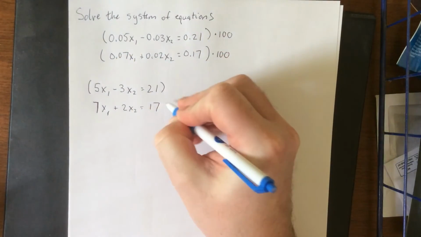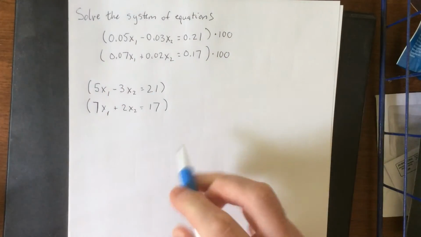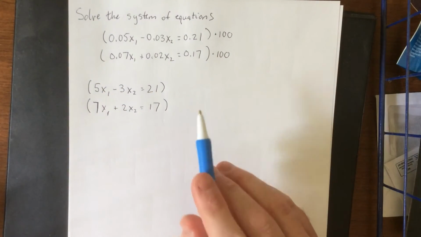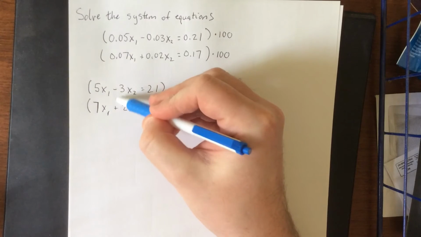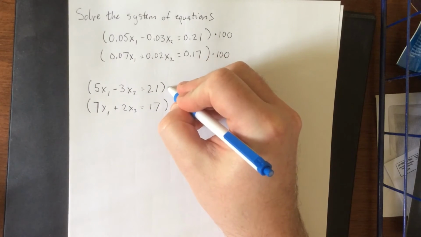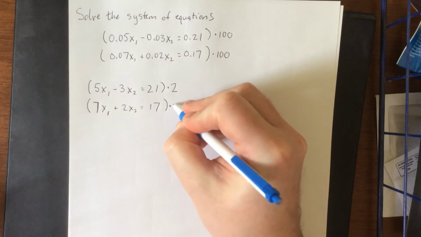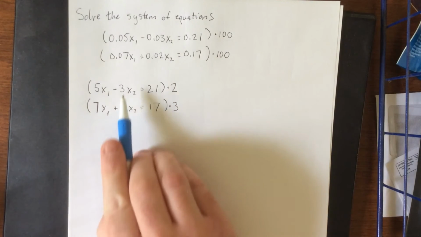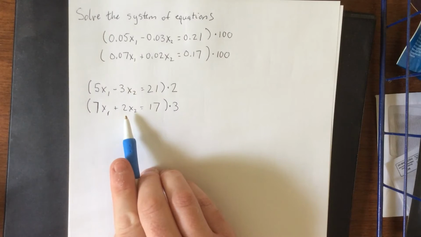I'm going to eliminate the x2 variable. You're allowed to pick either one. However, these already have opposite signs, and that seems nice to me. So I'm going to multiply the first equation by 2 and the second equation by 3 in the hopes that the two coefficients will be plus or minus 6.